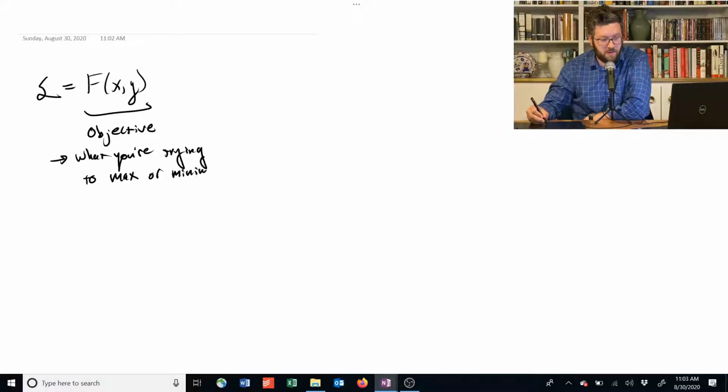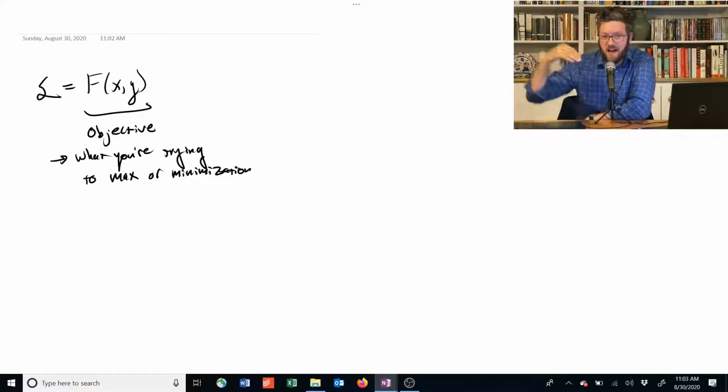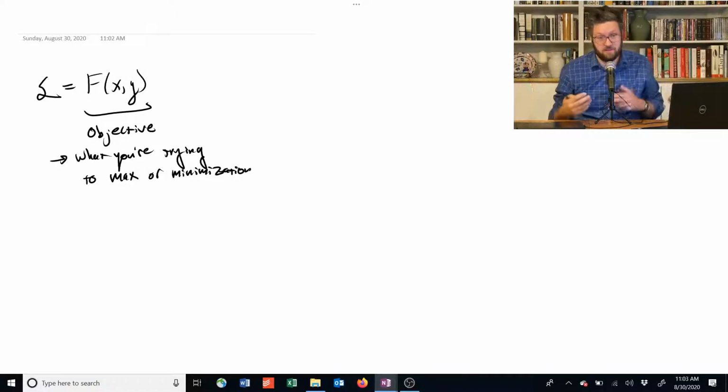Okay, why is that the case? Because suppose we wanted to minimize utility. One way we could do that is create a new function that was negative utility and then try to maximize that, because the highest possible value of negative utility would be the lowest possible utility. Okay, so it works either way.